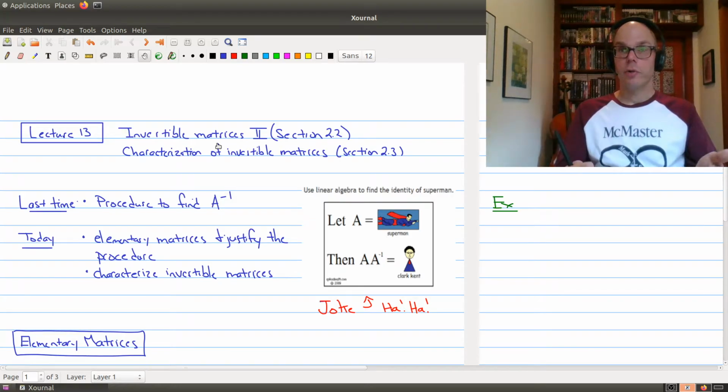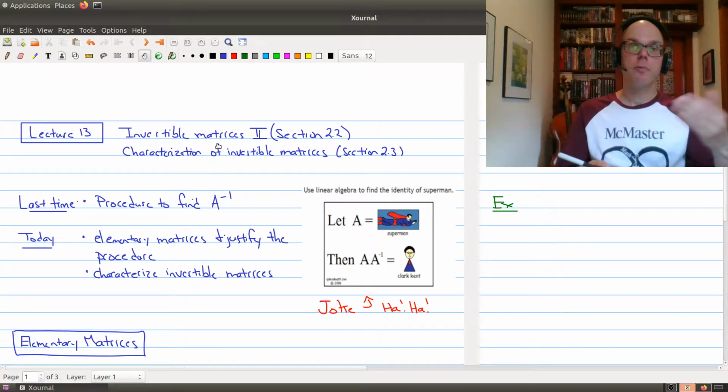In today's lecture, we're going to finish up section 2.2, which looked at invertible matrices, and then we're going to start section 2.3 on the characterization of invertible matrices. And we'll carry on this lecture into the next lecture.